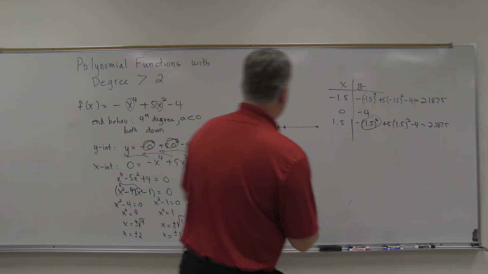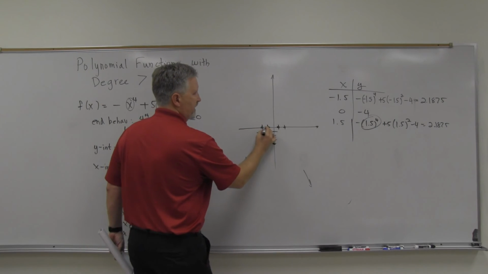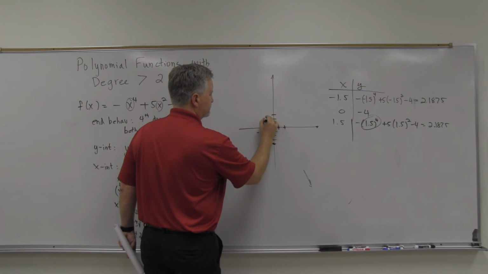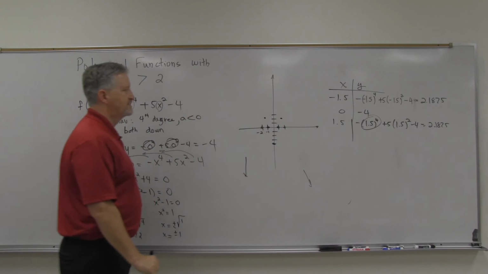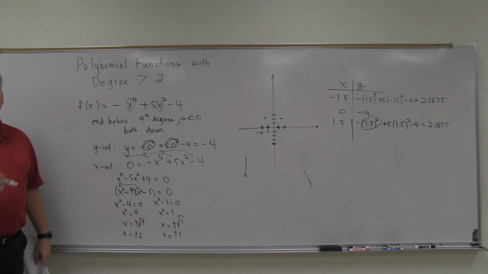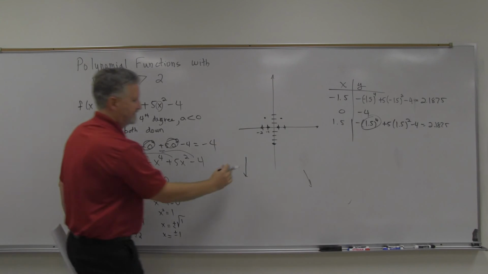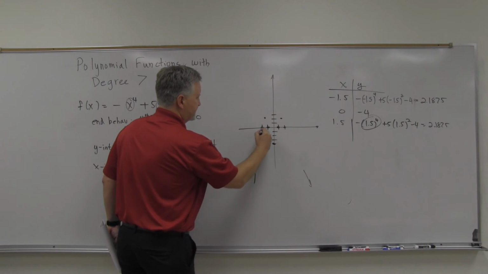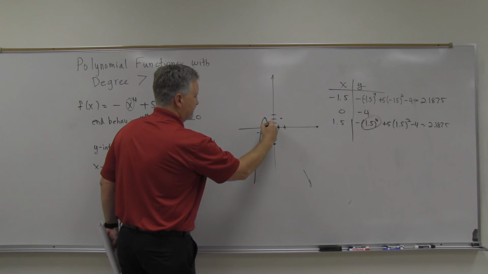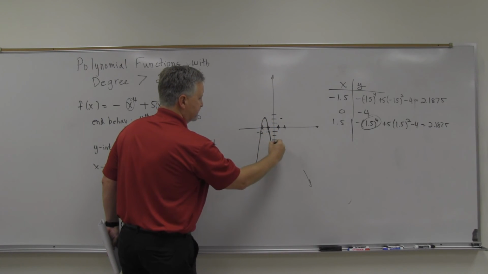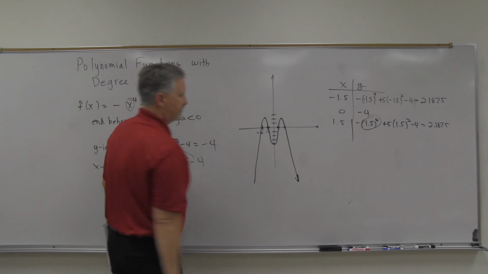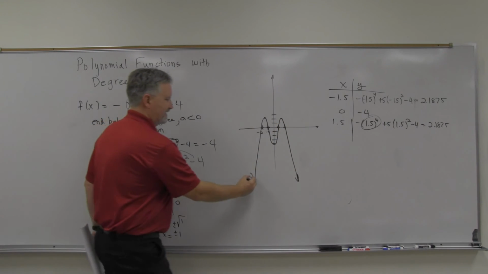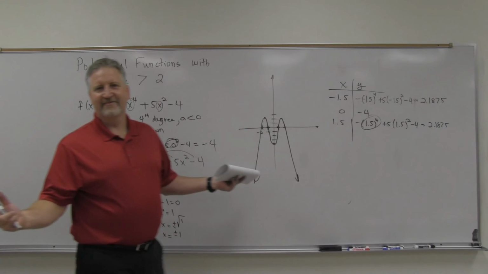All right, so we put those on here. Negative 1.5, it's a little over 2. At positive 1.5, a little over 2. But see the graph there? Goes up, comes through, up to there, comes back down, goes through that, up again, back down. Good with that?